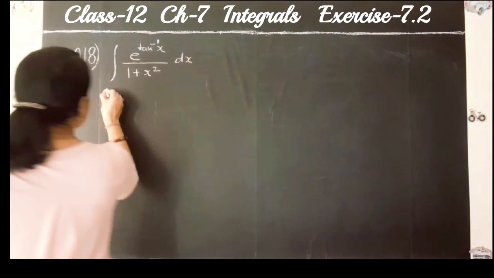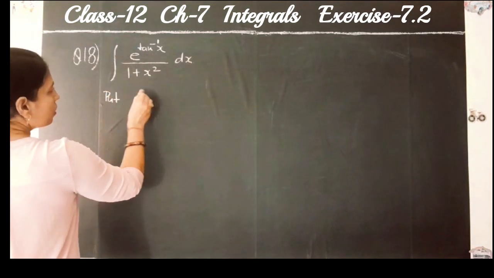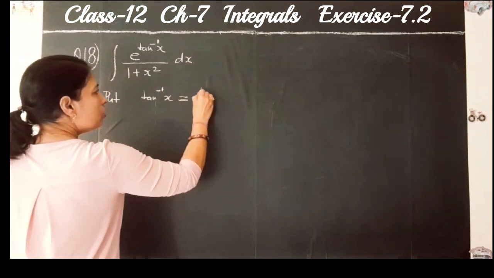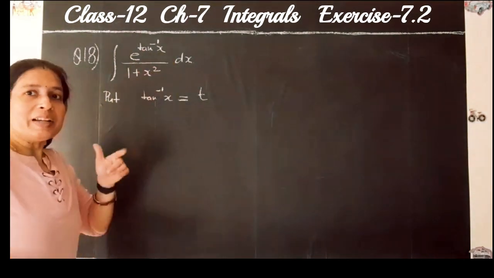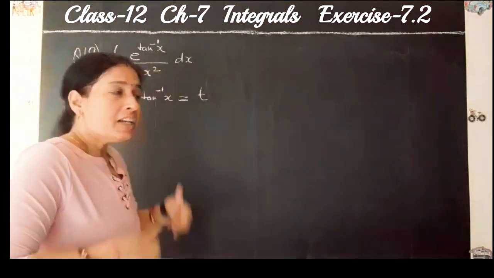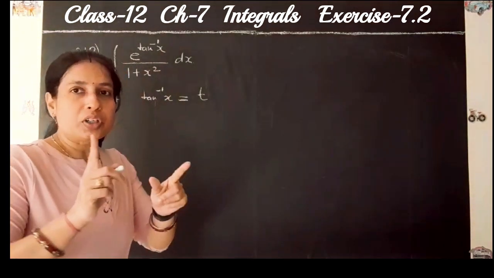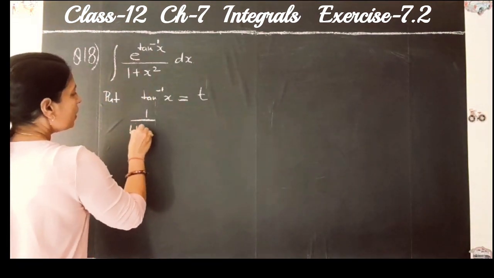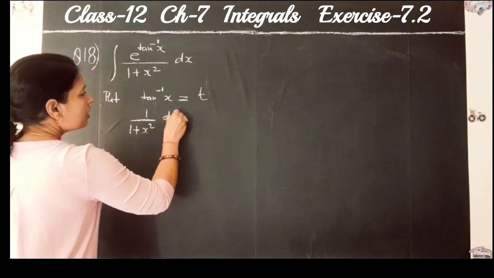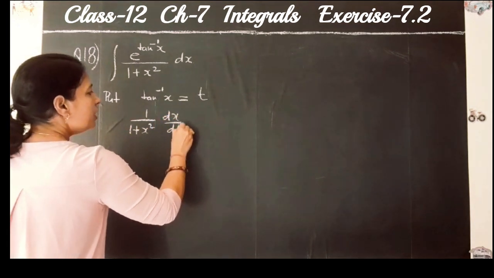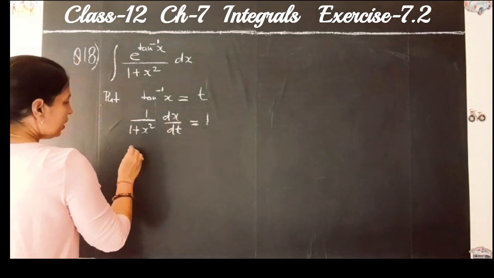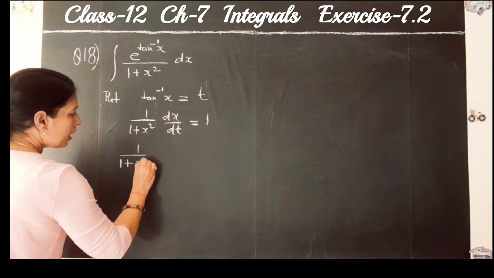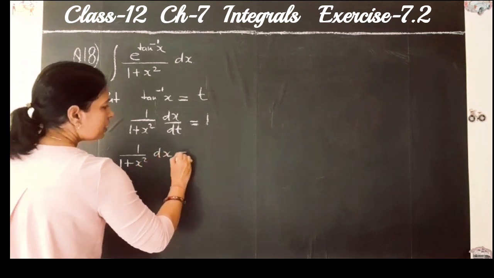So first we put tan inverse x is equal to t. The derivative of tan inverse x is given in the integral, therefore we will put tan inverse x as t and then differentiate it. We get 1 by 1 plus x square dx by dt is equal to 1. Then 1 by 1 plus x square dx will be dt.